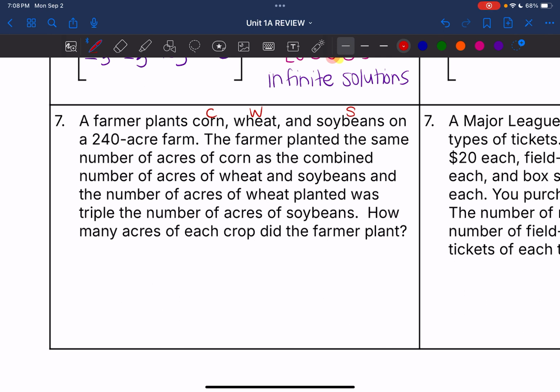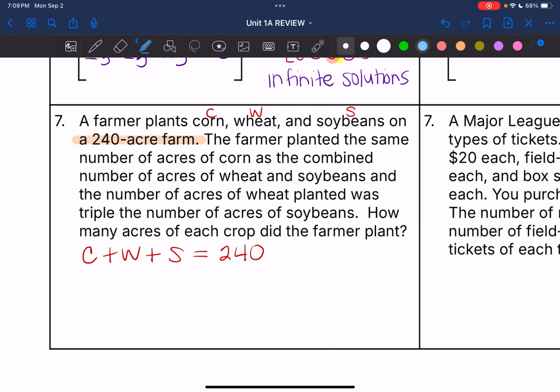Okay, so right off the bat, they're telling us that his farm has 240 acres. So it doesn't matter if I do 0 acres of corn, 0 acres of wheat, and 240 of soybeans. Like all together, it needs to equal 240. So that's already our first equation. All the corn plus all the wheat plus all of the soybeans needs to equal 240 acres. Okay, then let's keep reading.